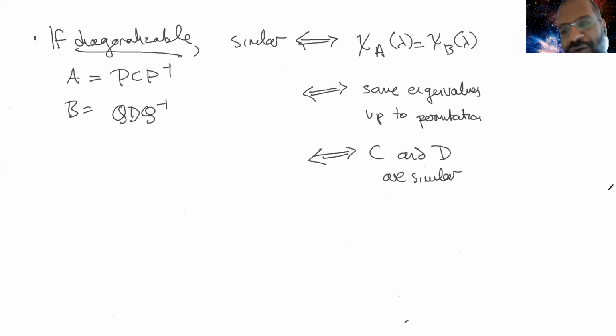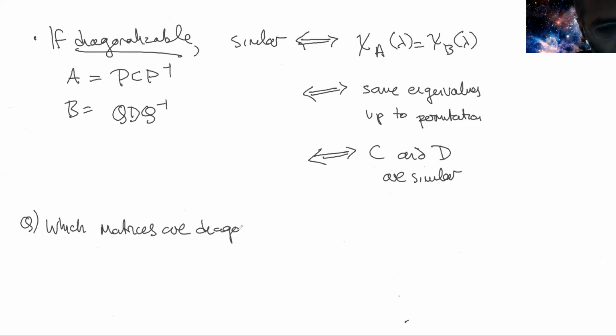Okay, so that's all I want to say about similarity. Sorry, I meant for that to be a 10-minute thing, but I guess it turned into a big thing. So now I want to move on to this question of which matrices are diagonalizable, and the answer is not all of them. So here are some examples.